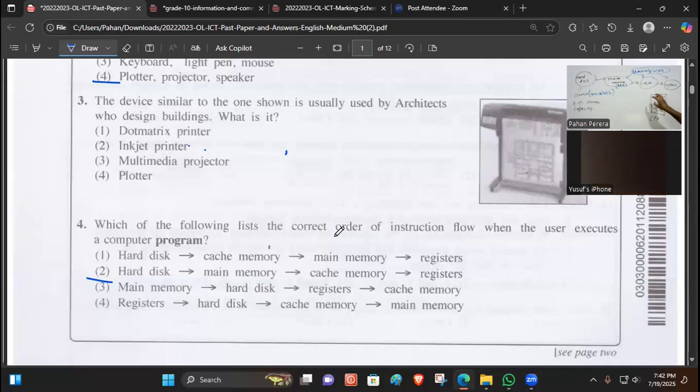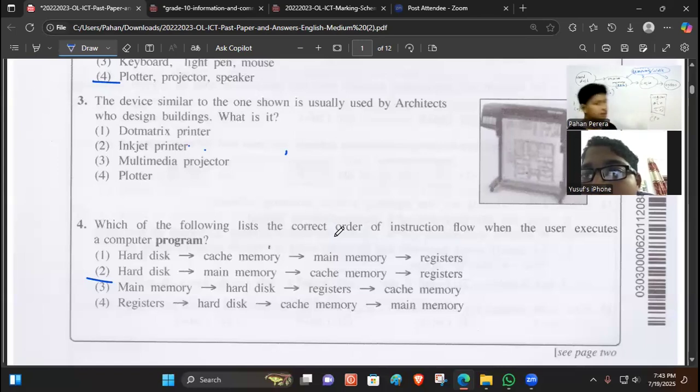Okay. The data which are going to be processed in the ALU is temporarily stored in this register, and once the ALU completes the processing, the data is again temporarily stored in the registers.